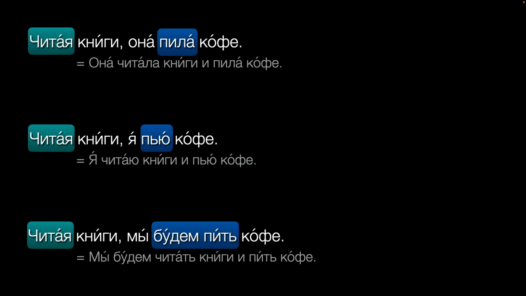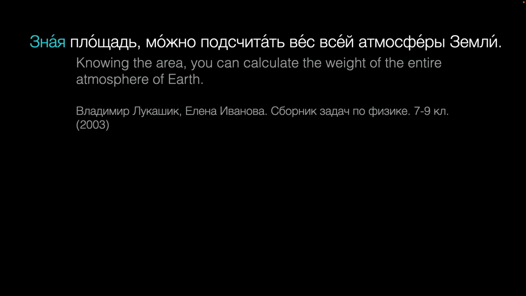And did you notice one other really nice thing about these? Like other adverbs, the imperfective verbal adverb does not change for case, gender, number, or anything. Sometimes they have the nuance of one thing causing another thing, or making it possible. Зная площадь, можно подсчитать вес всей атмосферы Земли.